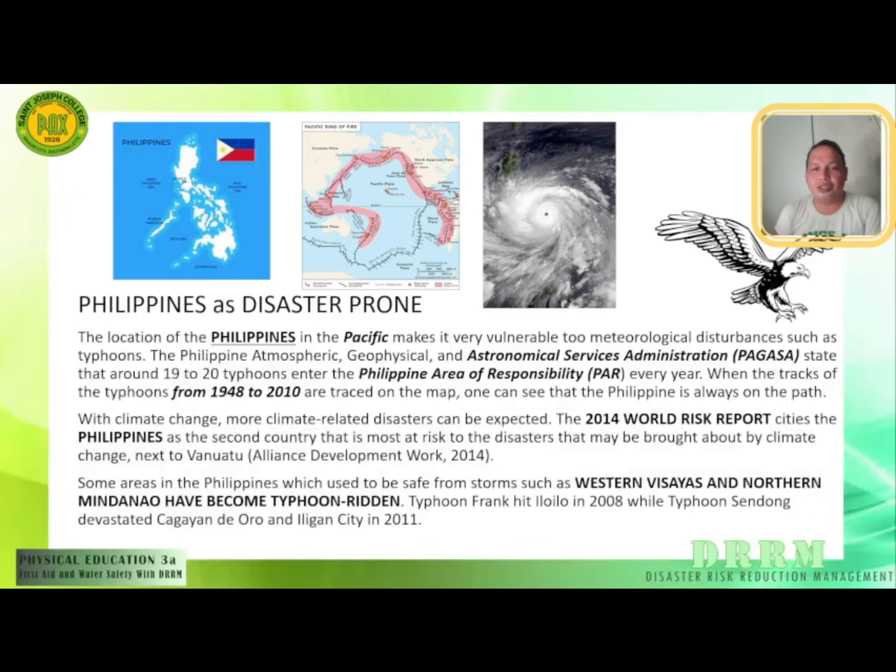Some areas of the Philippines which used to be safe from storms, such as Western Visayas and Northern Mindanao, have become typhoon-ridden. During the 1990s, it was the Batanes and Babuyan Islands that were always in the typhoon belt. But recently, Western Visayas, Southern Luzon, and Northern Mindanao have become the typhoon belt. Typhoon Frank hit Iloilo in 2008, while Typhoon Sendong devastated Cagayan de Oro and Iligan City in 2011. But during the 90s and 80s, those areas were not commonly hit by storms.